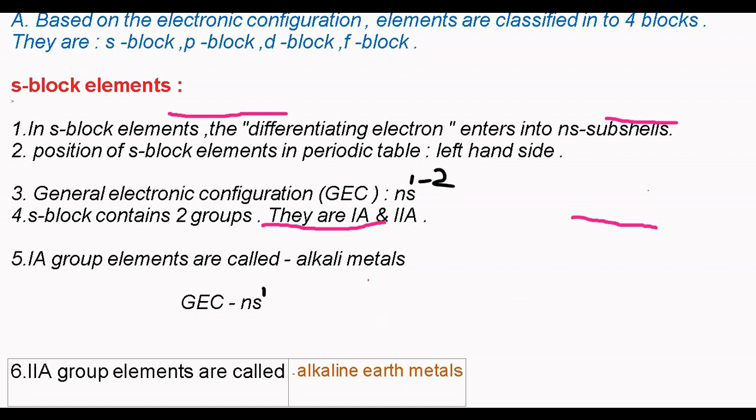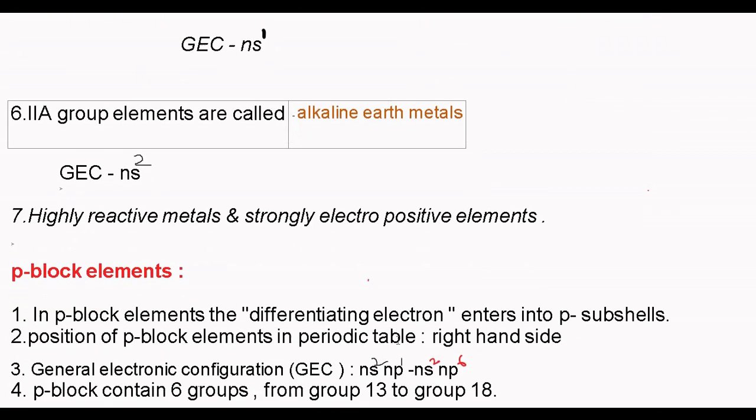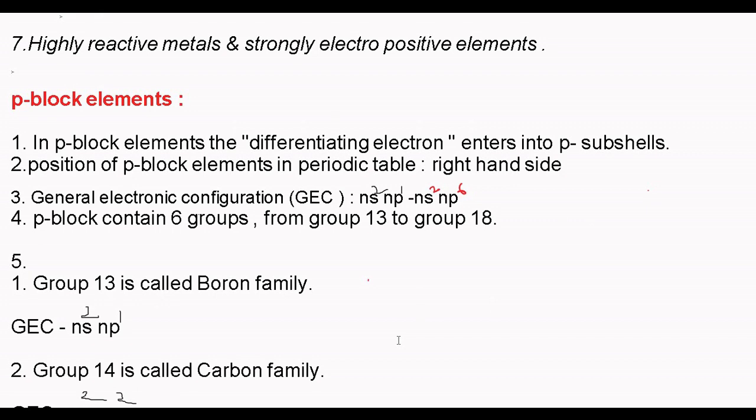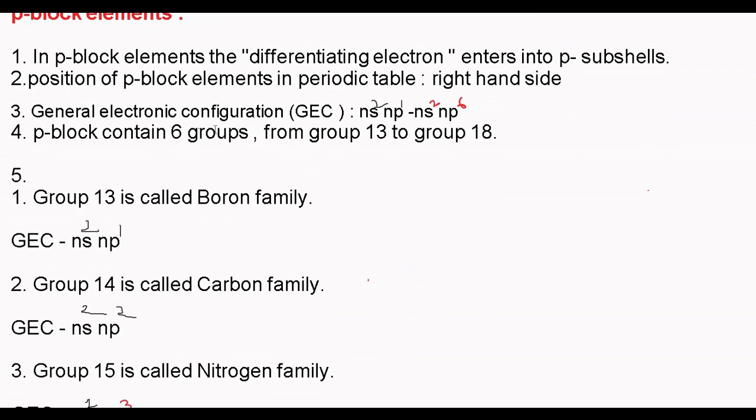Coming to the second block, that is the P block elements. In P block elements, the differentiating electron enters into the P subshell. Where does the differentiating electron enter? P subshell. The position of P block elements in the periodic table is right hand side. General electron configuration for P block elements is ns2 np1 to ns2 np6.